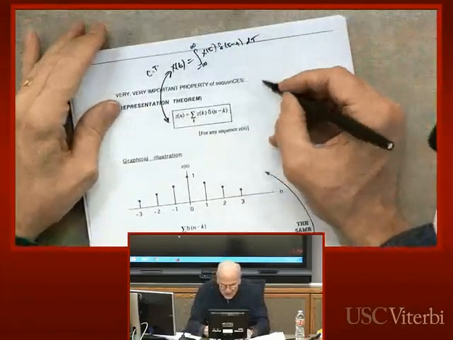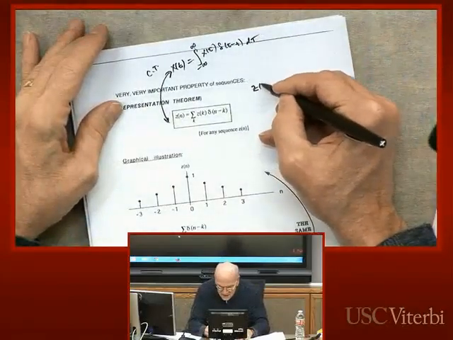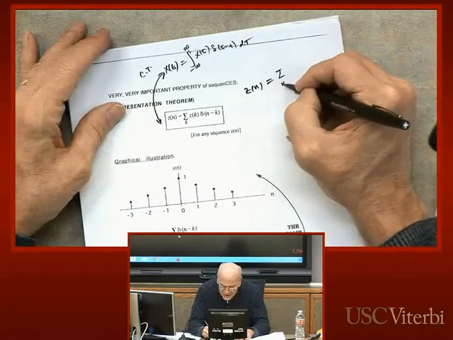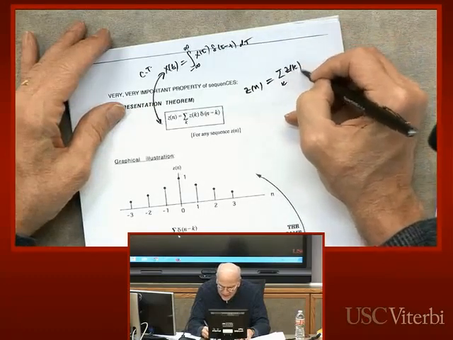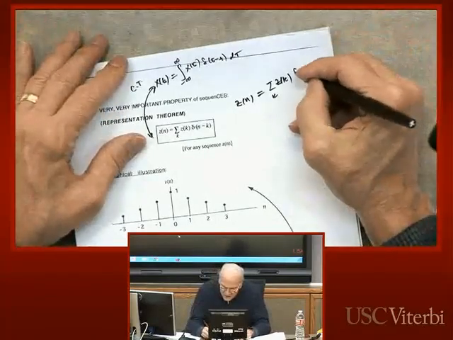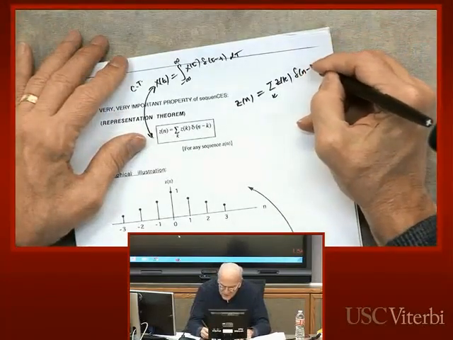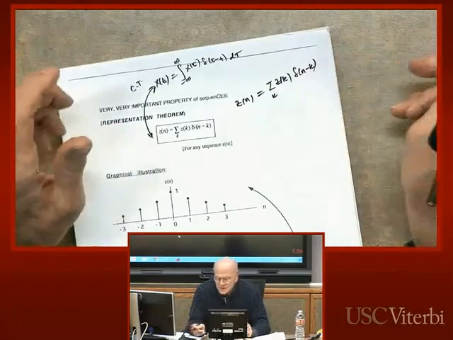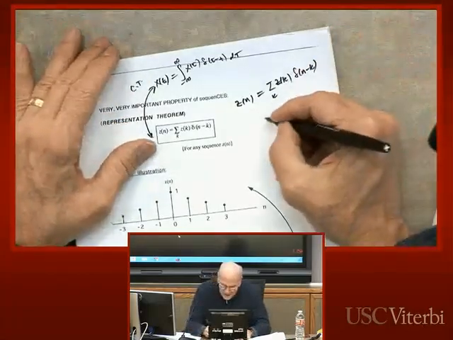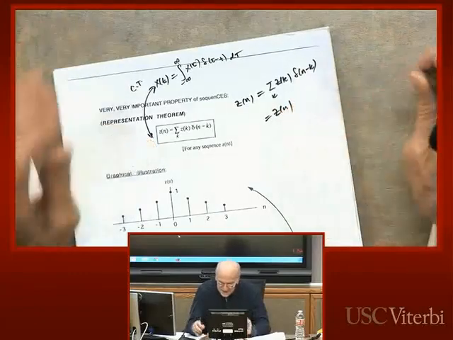Essentially what it says is, if I have a sequence, I can write it as a summation over k. This will become important in just a moment when we talk about certain types of discrete time systems, the systems called linear time invariant systems. And that's all it really says.